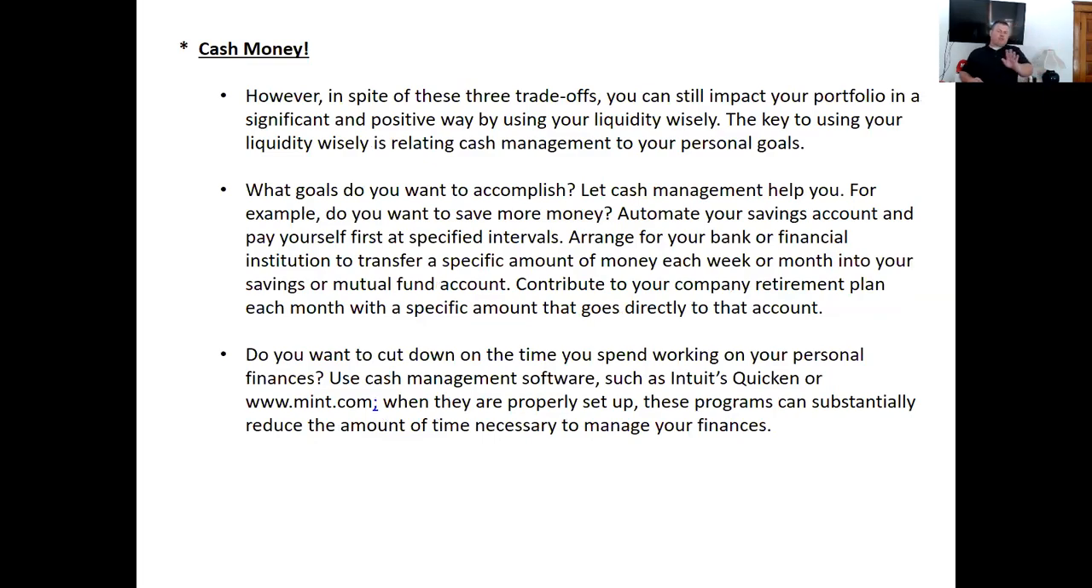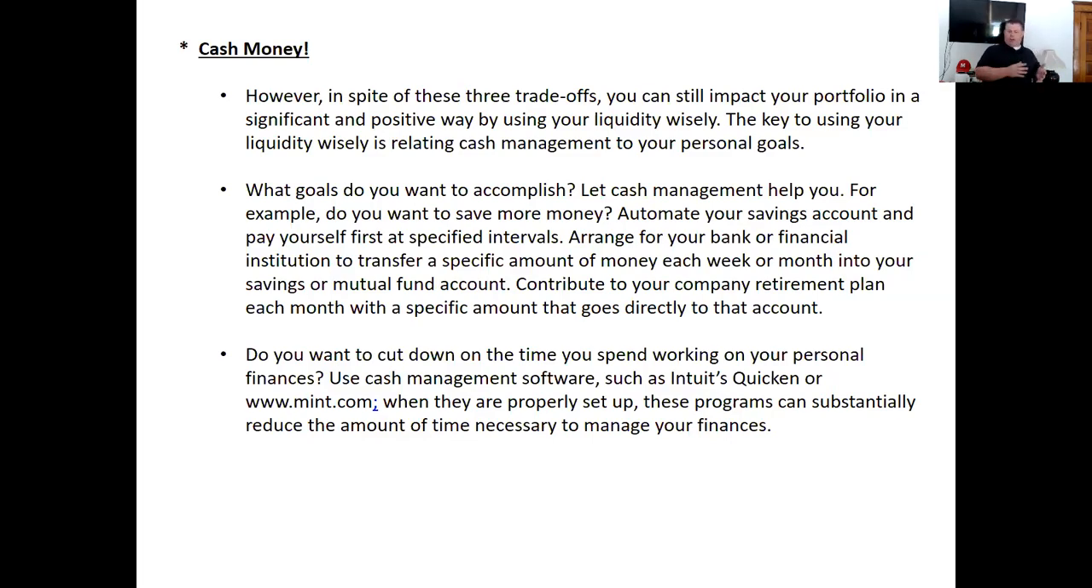However, in spite of these three trade-offs, you can still impact your portfolio, or the complete record of your investments, in a significant and positive way by using your liquidity wisely. The key to using your liquidity wisely is relating cash management to your personal goals. What goals do you want to accomplish? Let cash management help you with some of them.